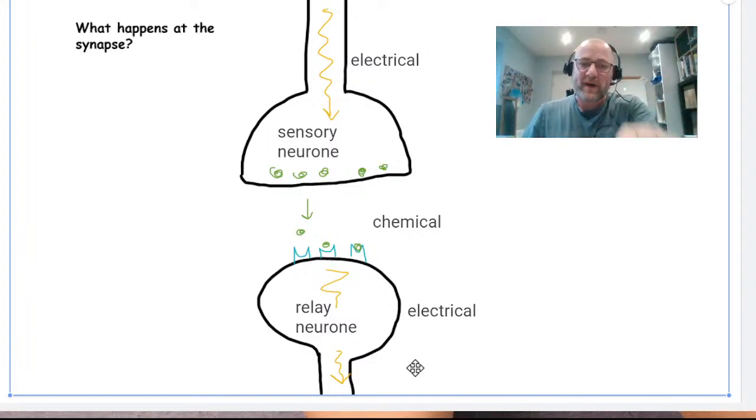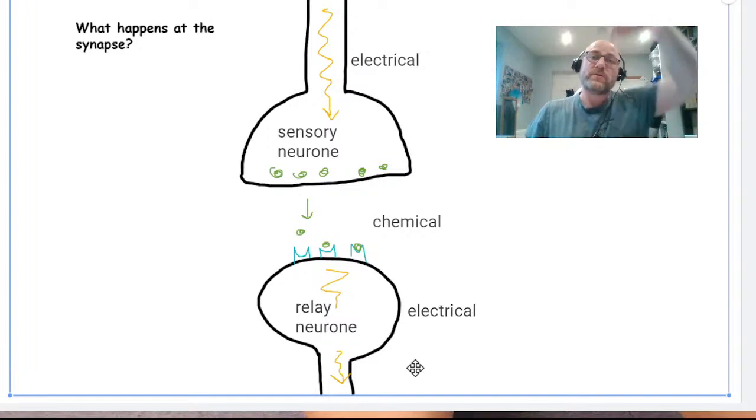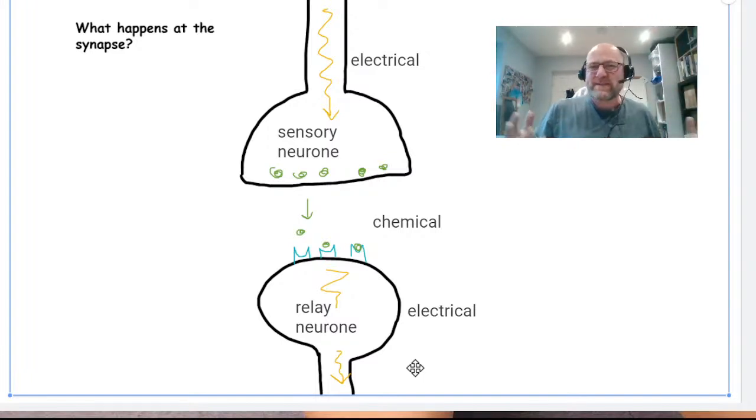The reason why those funky little blue receptors I've drawn are not on the sensory neuron is so the chemicals cannot go back the other way and cause a signal to go backwards, basically. So it keeps them all going in one direction.